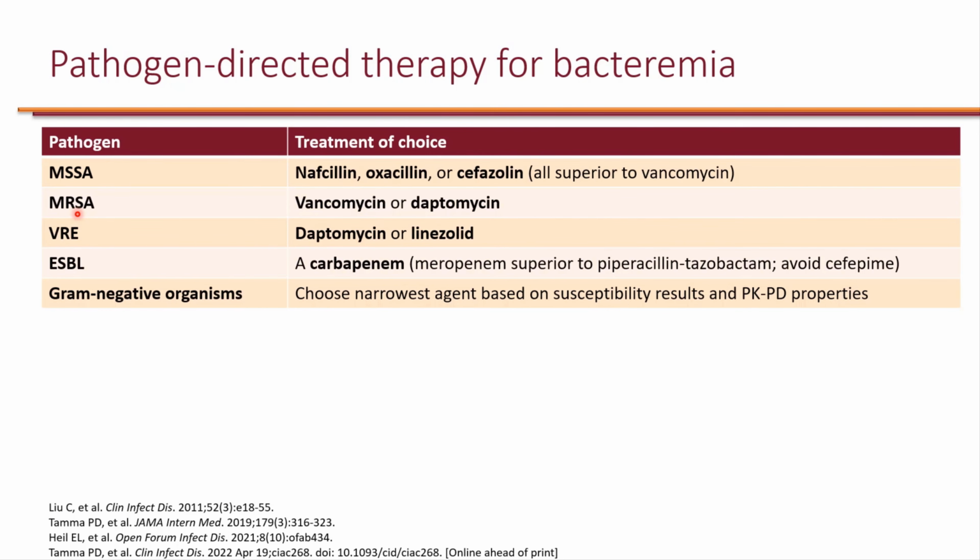In the POET trial, no patient had MRSA. So although there is some evidence for oral treatment of gram-positive bacteremia, none of those patients had MRSA. So, pretty much standard of care right now for MRSA, for the most part, is IV treatment.